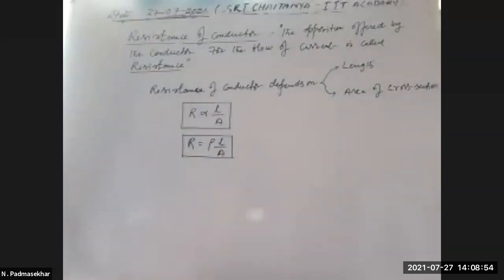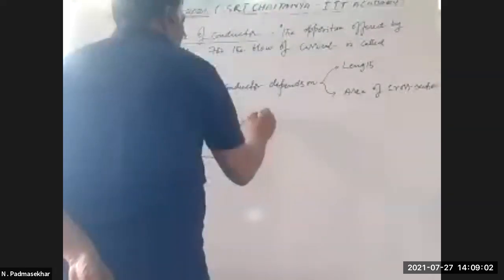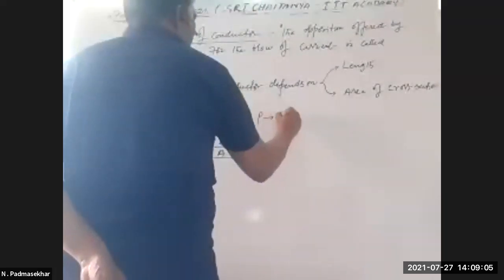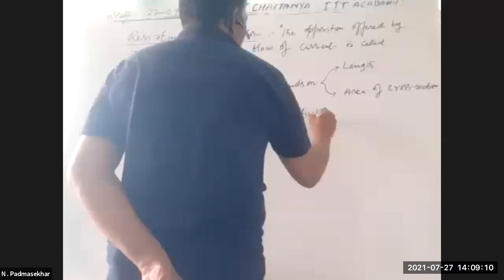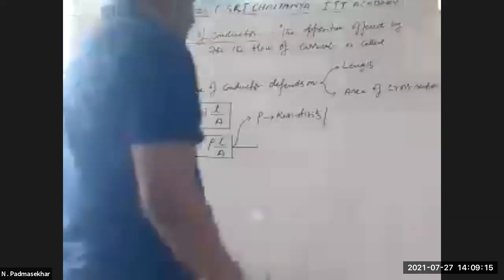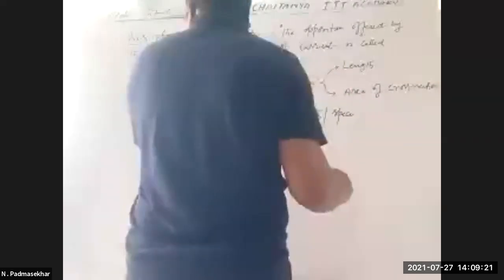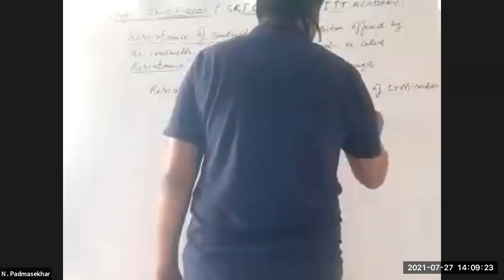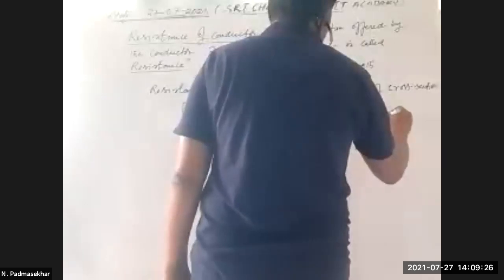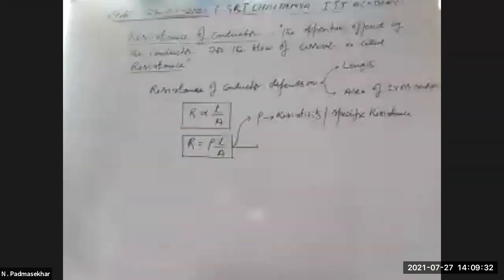That is called resistance. So this rho is here. What is this? Rho is resistivity. Rho we called resistivity, or otherwise called as specific resistance. Resistivity or specific resistance.